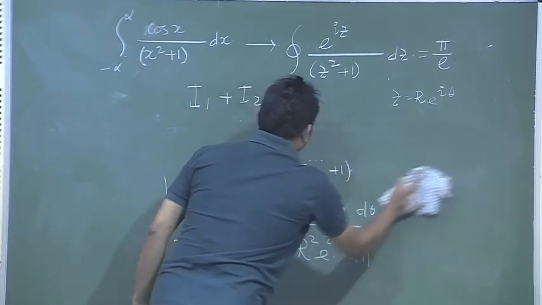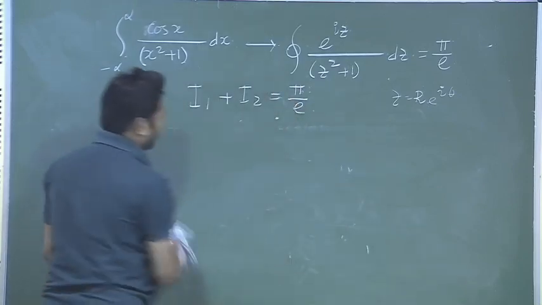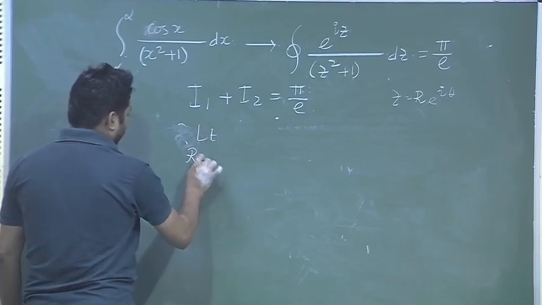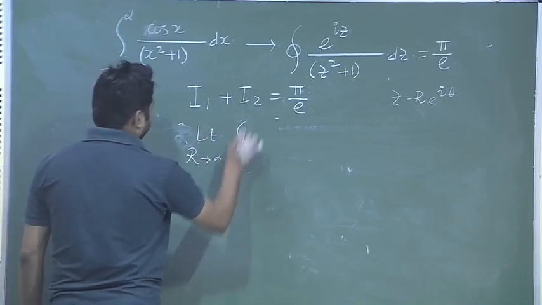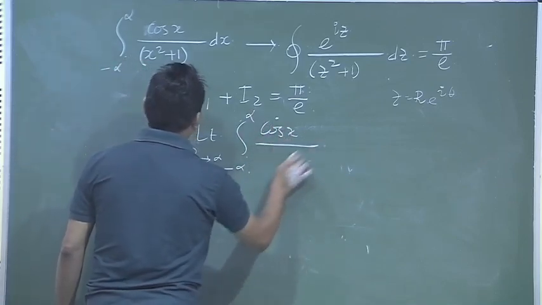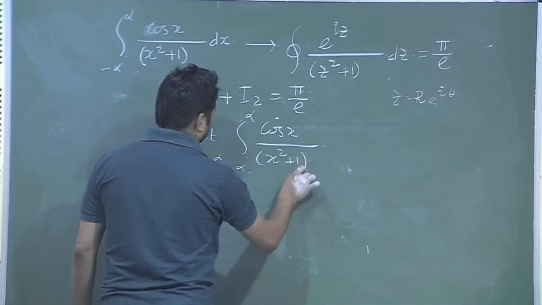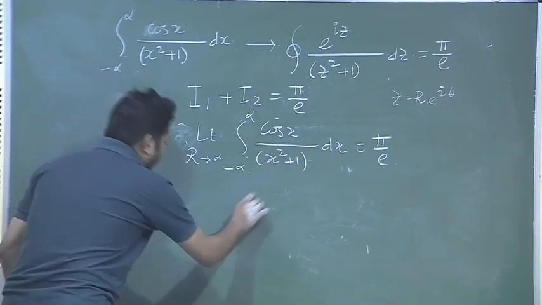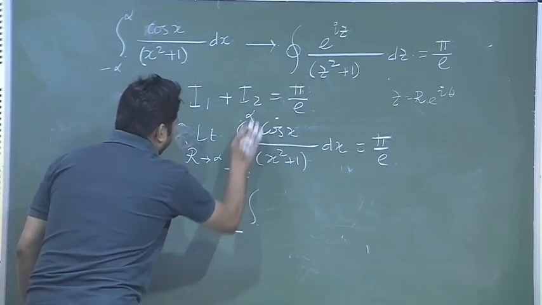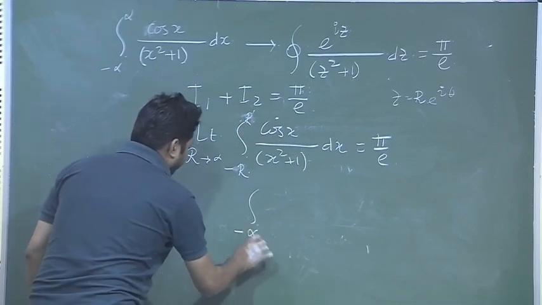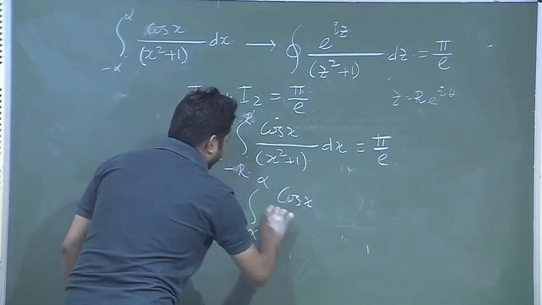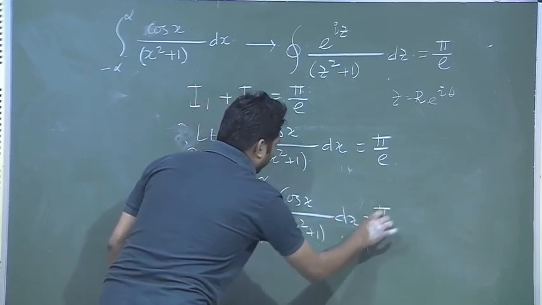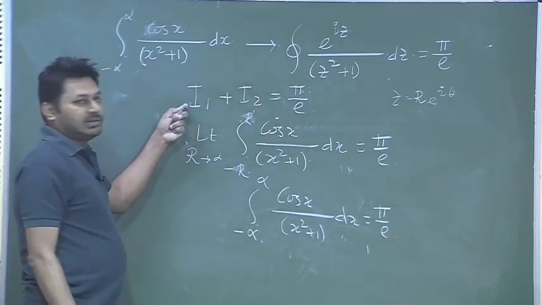So, then I can write that under this condition r tends to infinity, limit r tends to infinity of the integral from minus infinity to infinity of cos x divided by x square plus 1 dx is equal to pi by e. So, this is converging. So, now again I write this is minus r to r, minus infinity to infinity cos x divided by x square plus 1 dx is pi by e, where I1 tends to 0, that I showed.